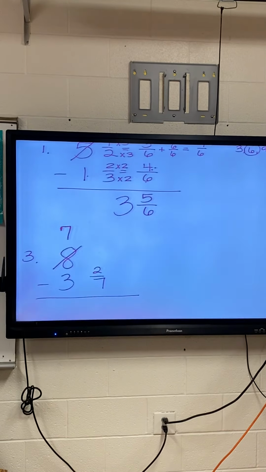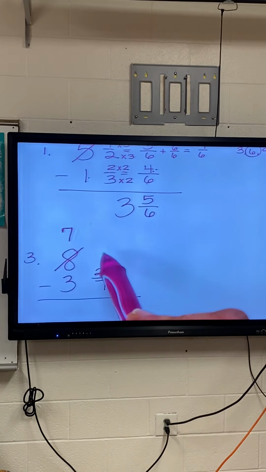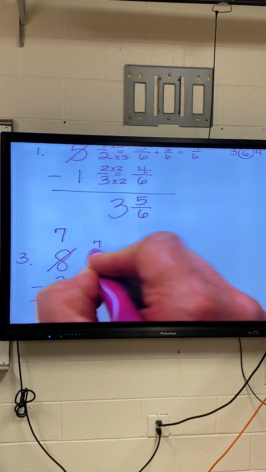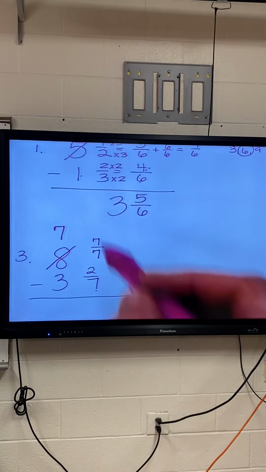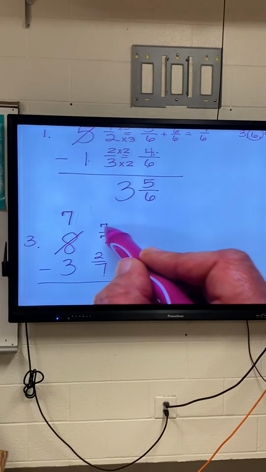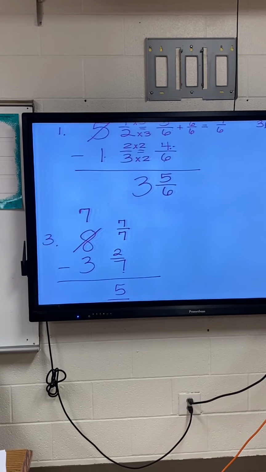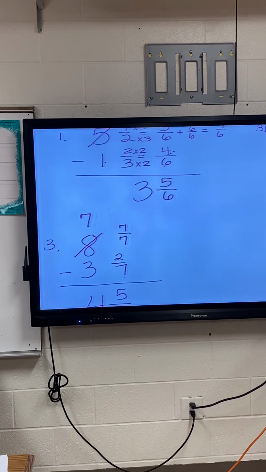It will become a 7. So it's going to have to give, I'm going to make a fraction equal to 1. If my denominator is 7, I'm going to make the fraction 7/7. Now I can subtract. 7 minus 2 is 5. My denominator stays a 7. And 7 minus 3 is 4.